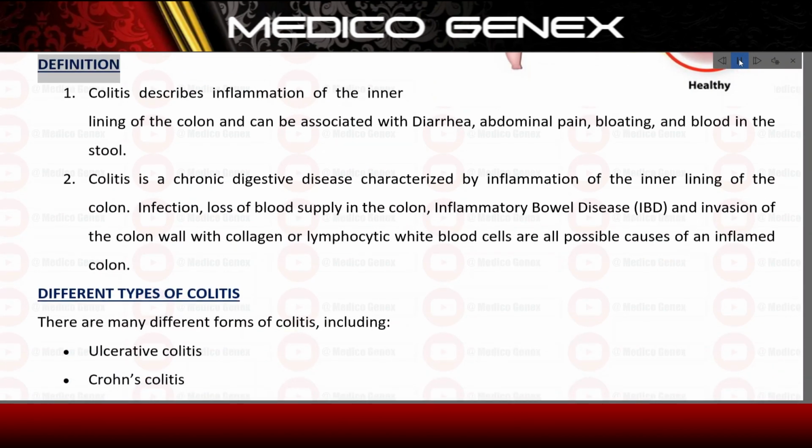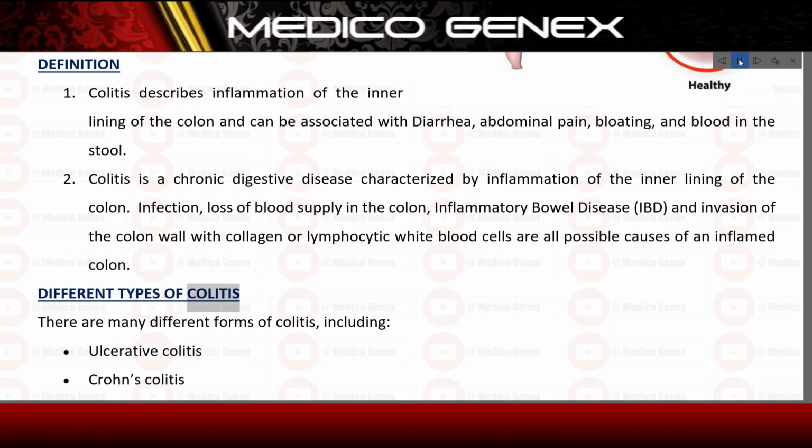Definition. Colitis describes inflammation of the inner lining of the colon and can be associated with diarrhea, abdominal pain, bloating, and blood in the stool. Colitis is a chronic digestive disease characterized by inflammation of the inner lining of the colon. Infection, loss of blood supply in the colon, inflammatory bowel disease, IBD, and invasion of the colon wall with collagen or lymphocytic white blood cells are all possible causes of an inflamed colon.